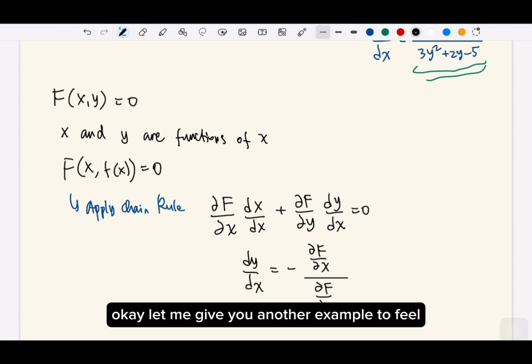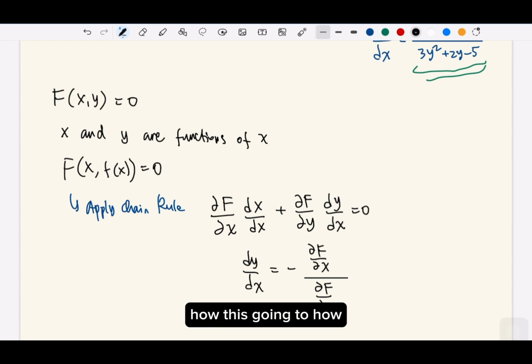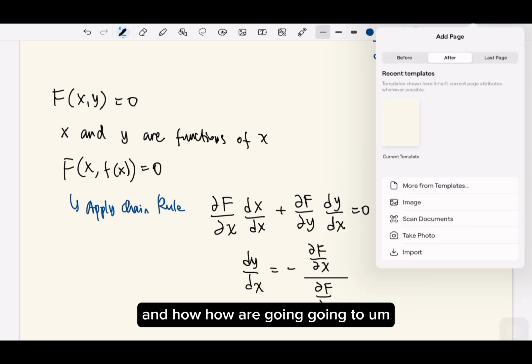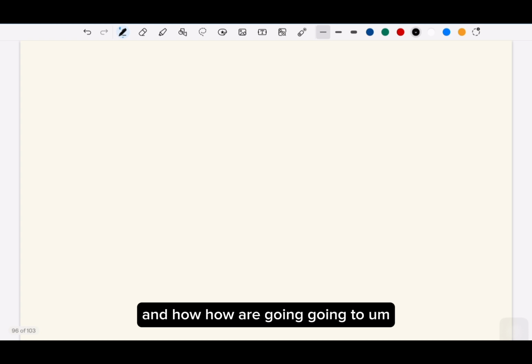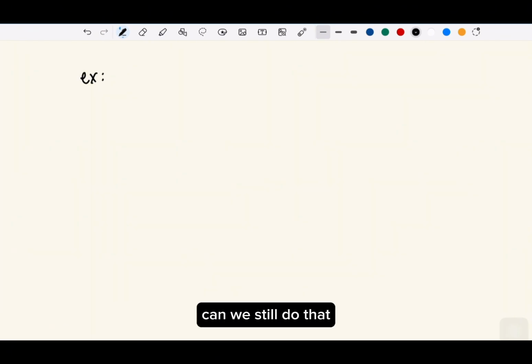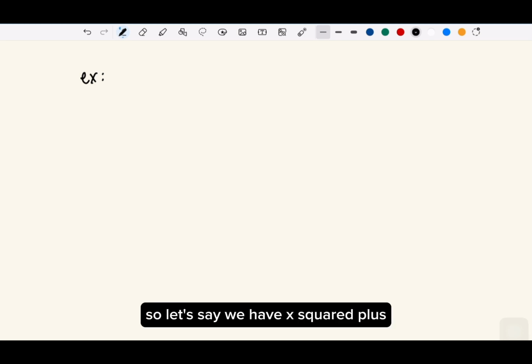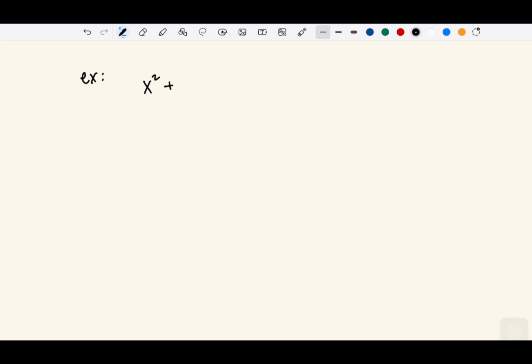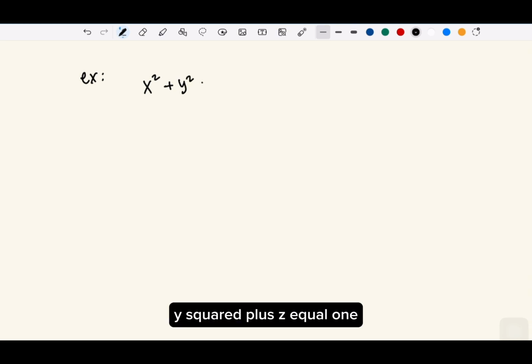Okay, let me give you another example to feel how this is going to work, and which method we're going to use. So, for example, let's try 3 variables. Can we still do that? So let's say we have x squared plus y squared plus z squared equal 1.